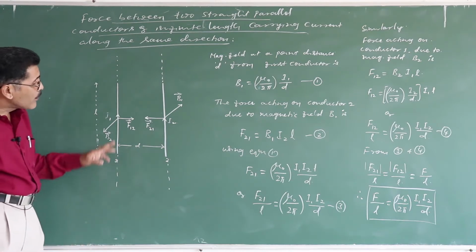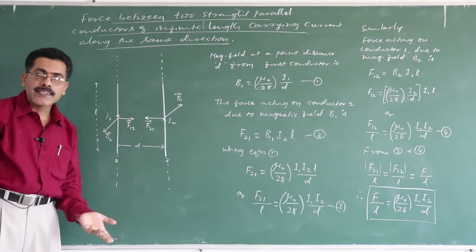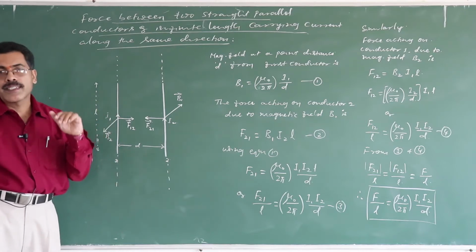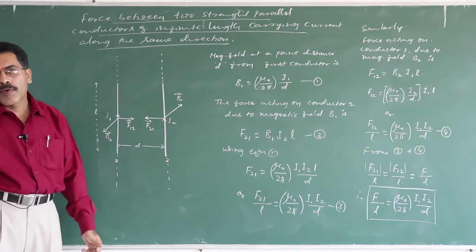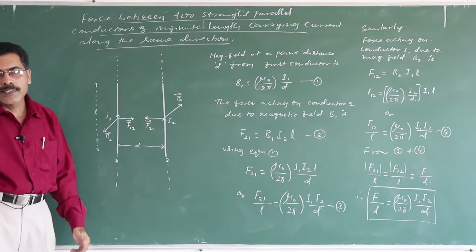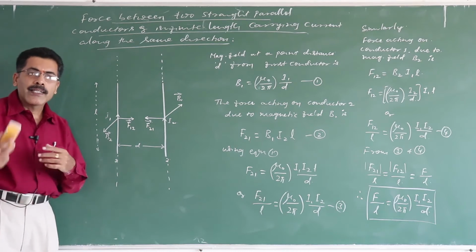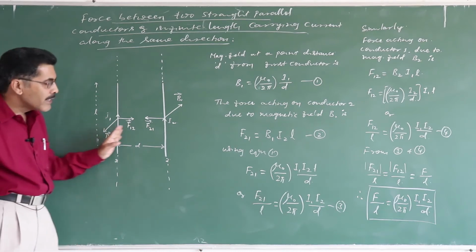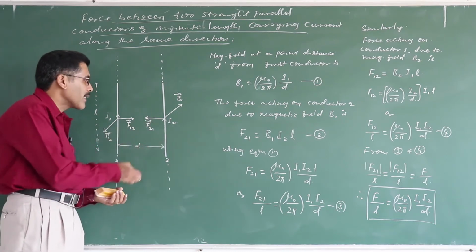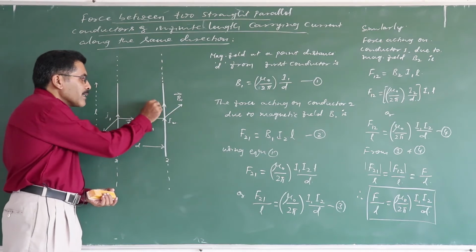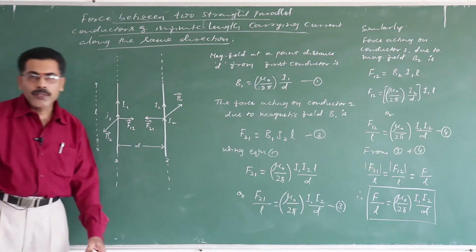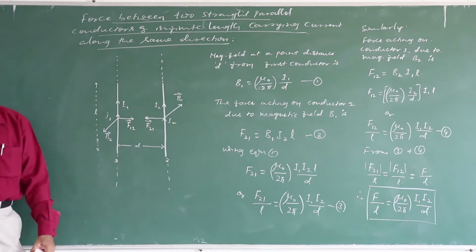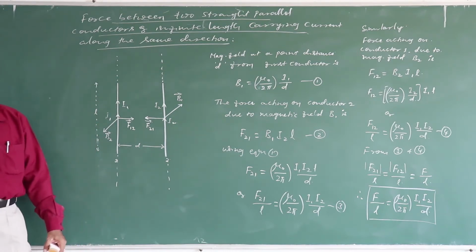If the current flows in the conductors in opposite directions, then they will repel each other. They move apart from each other. They are trying to move away from each other. If the current is in opposite direction, they repel each other. If the current is along the same direction, then they will attract each other. See, this is the conclusion which is drawn from this equation.